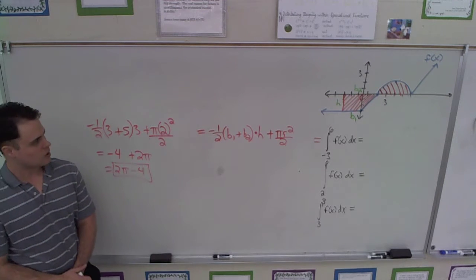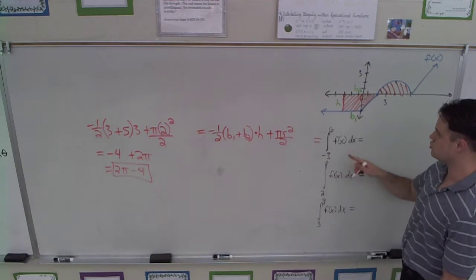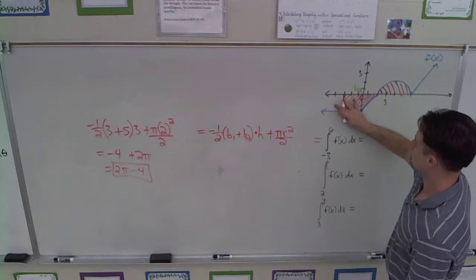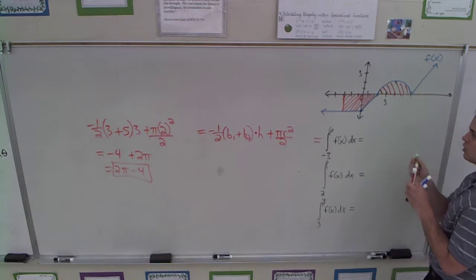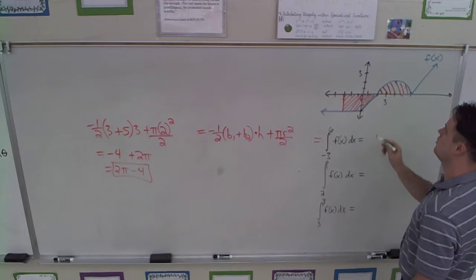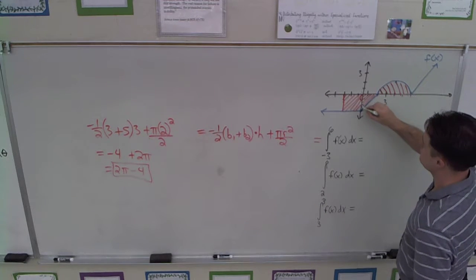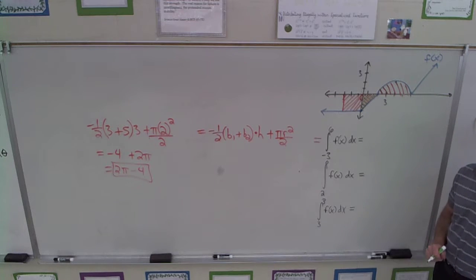So I'm going to get 2 pi minus 4, whatever that is, for my overall integral on this one. Okay? So how about same function? What if we go from 2 to 0? Remove that. Kind of already spoiled. I guess I could use green for this guy. 2 to 0 would be here to there, right? This area.